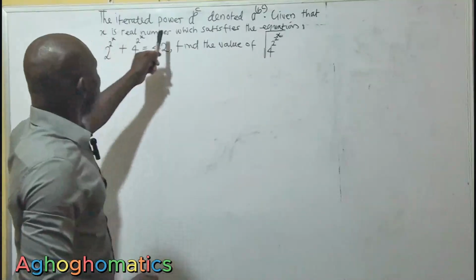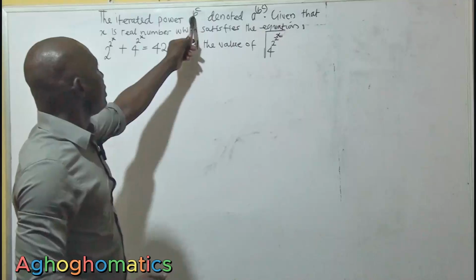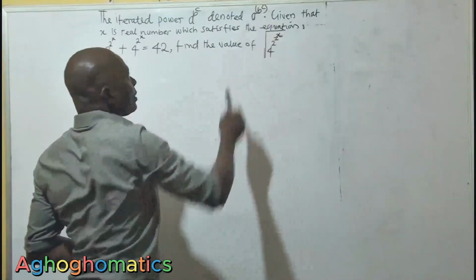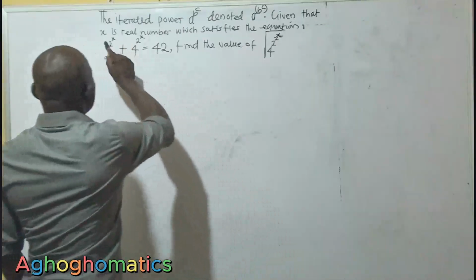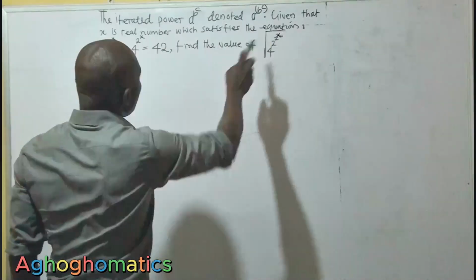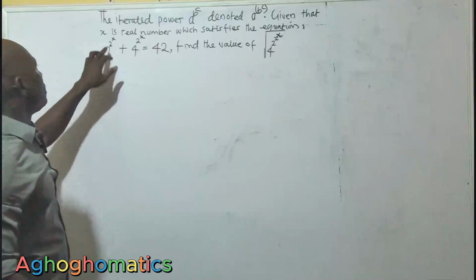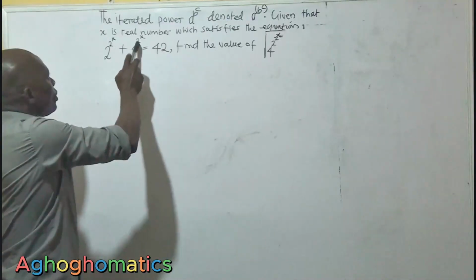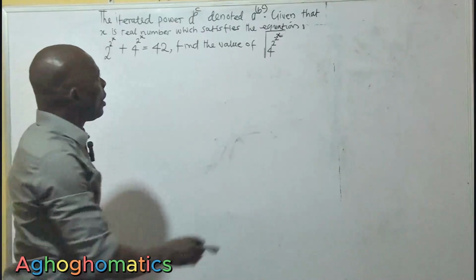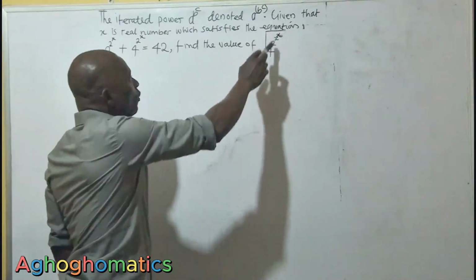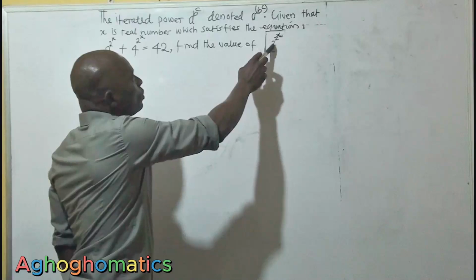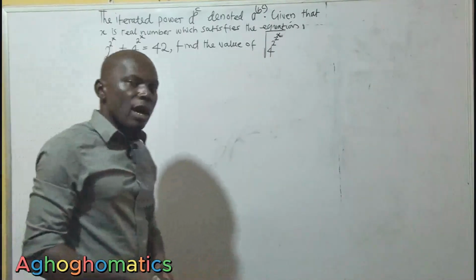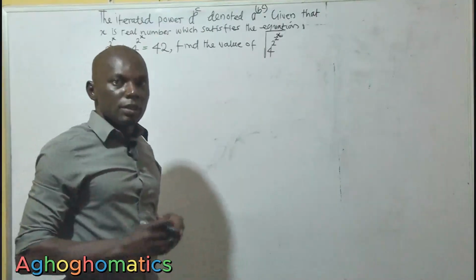In this virtual class, we'll be looking at this question before us. The iterated power of A raised power B raised power C denotes A, in parentheses, B raised power C. Given that S is a real number which satisfies the equation 2 raised power S plus 4 raised power 2 raised power S is equal to 42, find the value of the square root of 4 raised power 2 raised to power 2x. So let's see how this can be resolved.